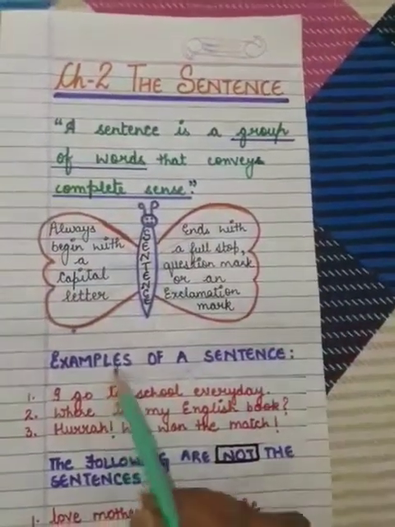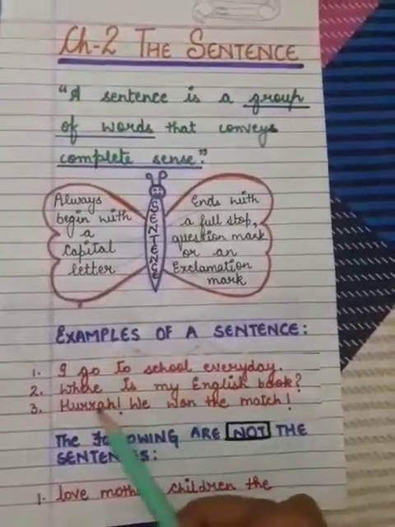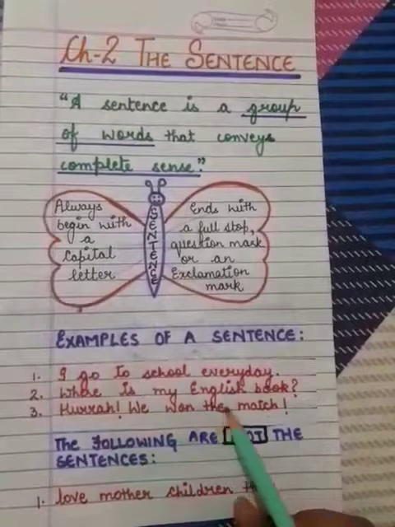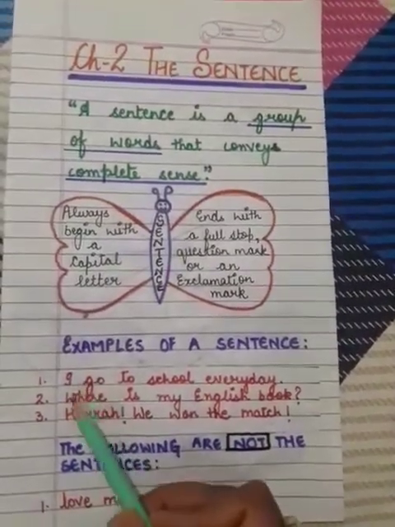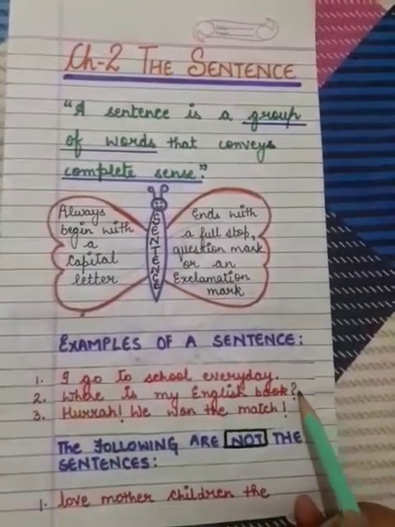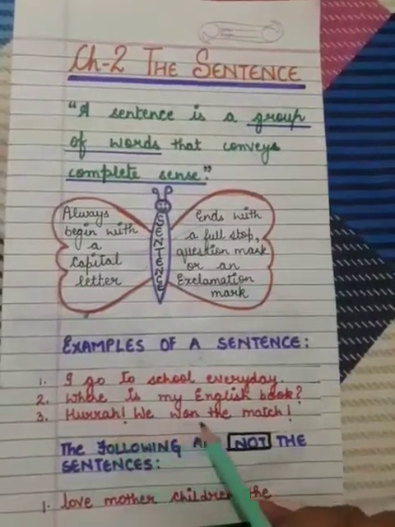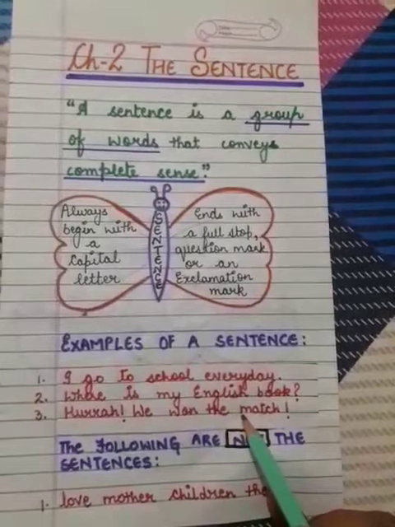Let us see examples of a sentence. I go to school every day. Where is my English book? Hooray! We won the match. In all the three sentences, it is beginning with a capital letter and ending with either a full stop, question mark, or an exclamation mark. Also, they are giving us complete information, so they are examples of a sentence.